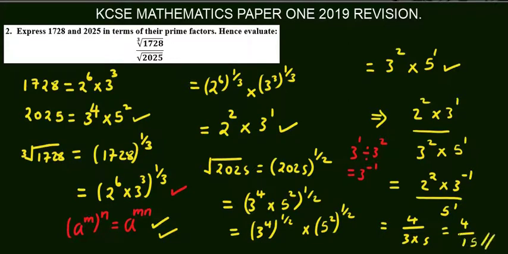So finally, that is the result. So essentially, we've just factorized the numerator, factorized the denominator, and then applied the laws of indices on them to simplify. And finally, we've arrived at that result.